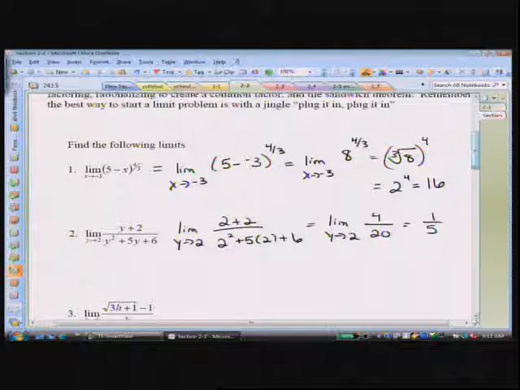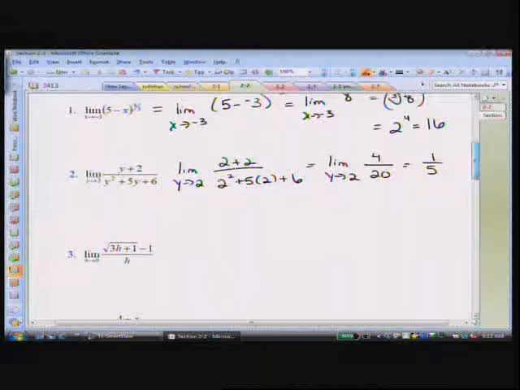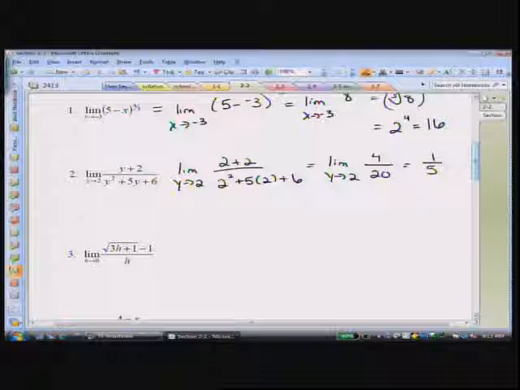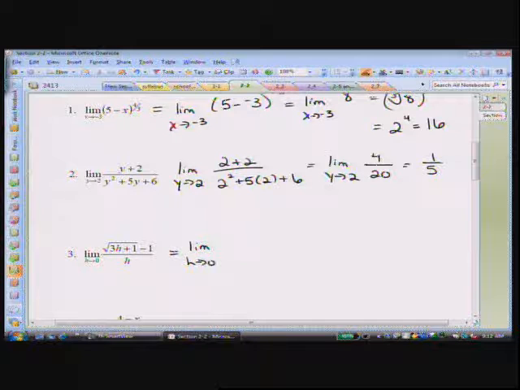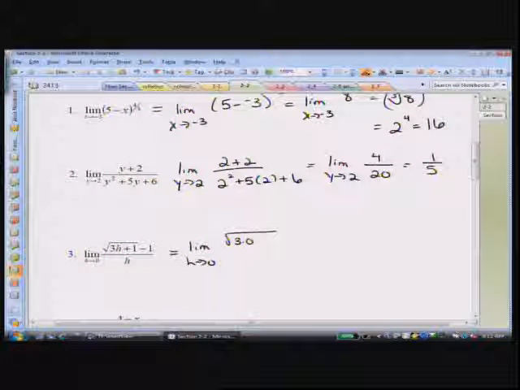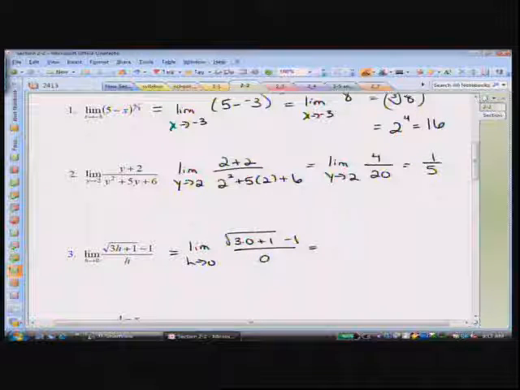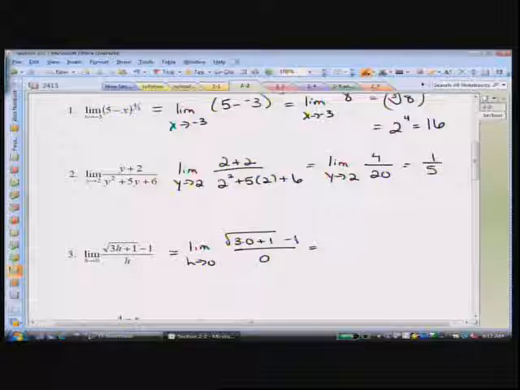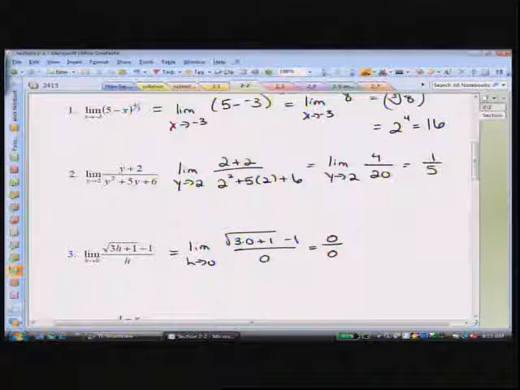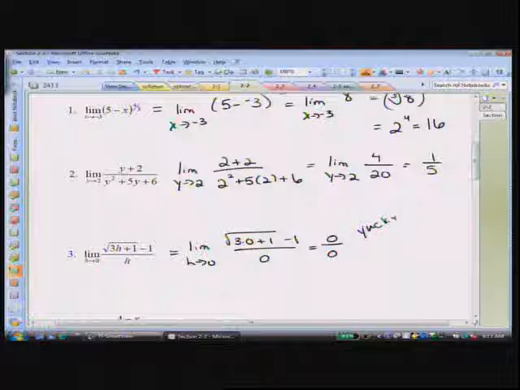Okay, let's try this next one, number 3. This is the limit as h approaches 0 of the square root of 3h plus 1 minus 1 all over h. Okay, if I do a direct plug-in, I'll get 3 times 0 plus 1 minus 1 over 0. Well, 3 times 0 is 0, so that's just going to be 1 under the radical, but the square root of 1 is 1, and 1 minus 1 is 0. So this is 0 over 0, okay, which I call yucky.